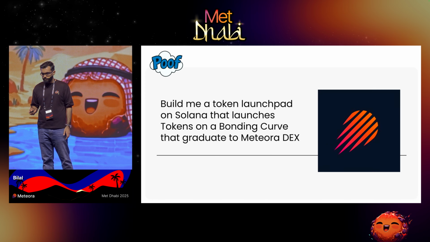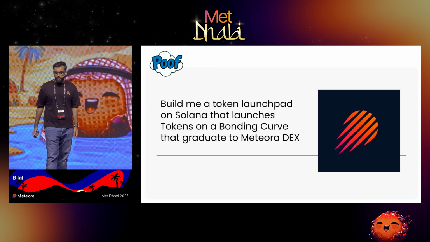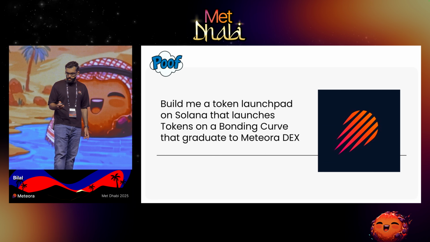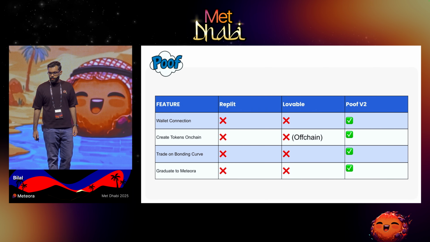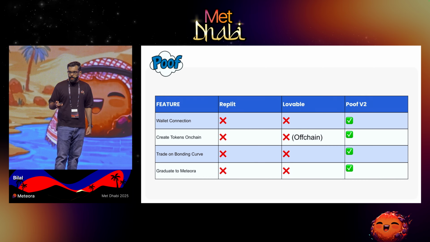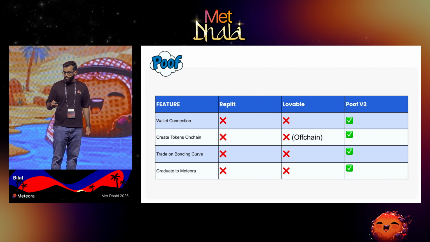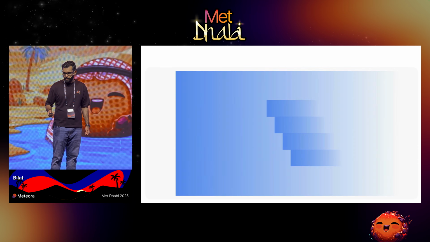So I ran this prompt across some of the top vibe coding tools: build me a token launchpad on Meteora. And here are the results. Replit and Lovable couldn't even get a wallet connection working. Lovable made it seem like you were building things on chain, but it wasn't working. Poof v2 actually excelled in all of this, and it was able to get it done.